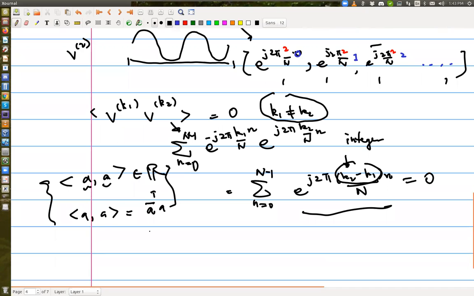And on the other hand, when k1 is equal to k2, or simply write k here, v_k with v_k, what I get is 0 in the exponent, right? So I will just get the sum over n equal to 0 to N minus 1, and all of these terms will be just equal to 1. So this will be just equal to N.